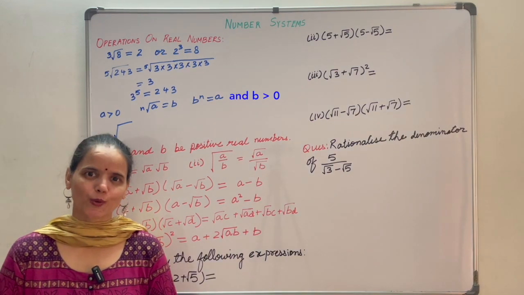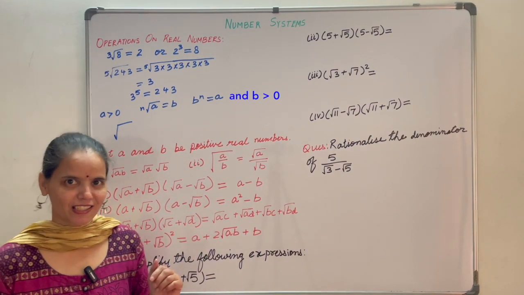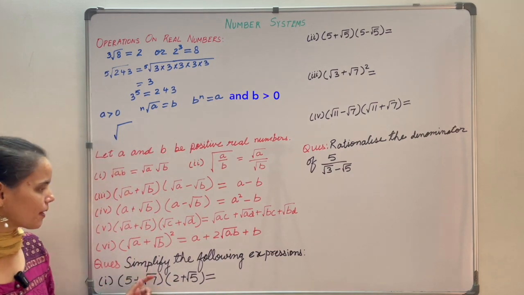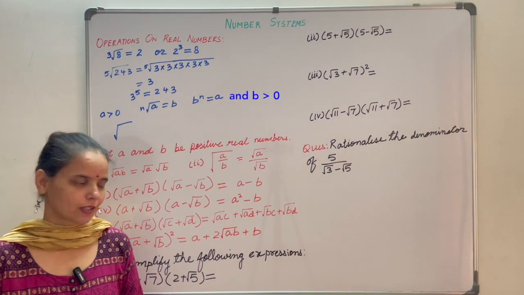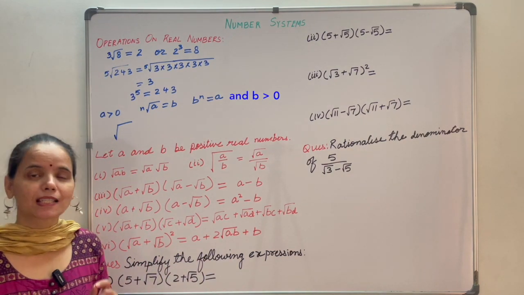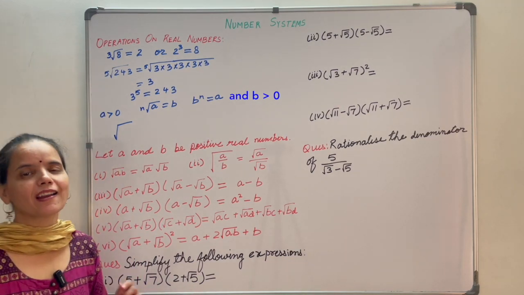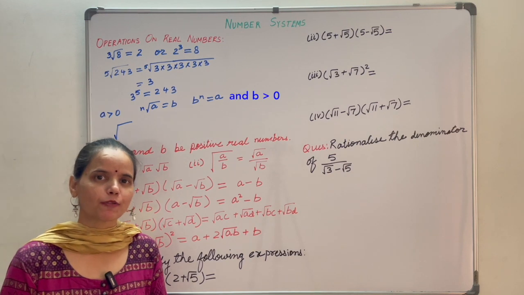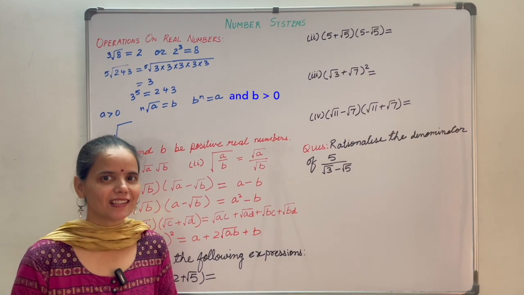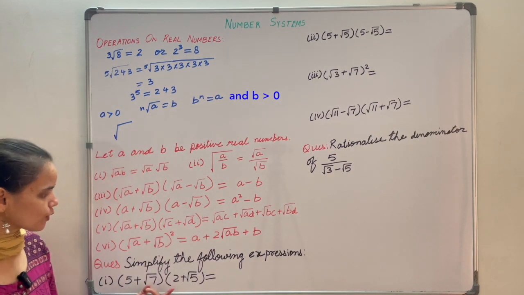Let us now take one question based on these identities. The question is, simplify the following expressions. What do you mean by this word simplify? Simplify means you have to solve this and write down your answer as the sum of a rational number and an irrational number. So let us solve it now.